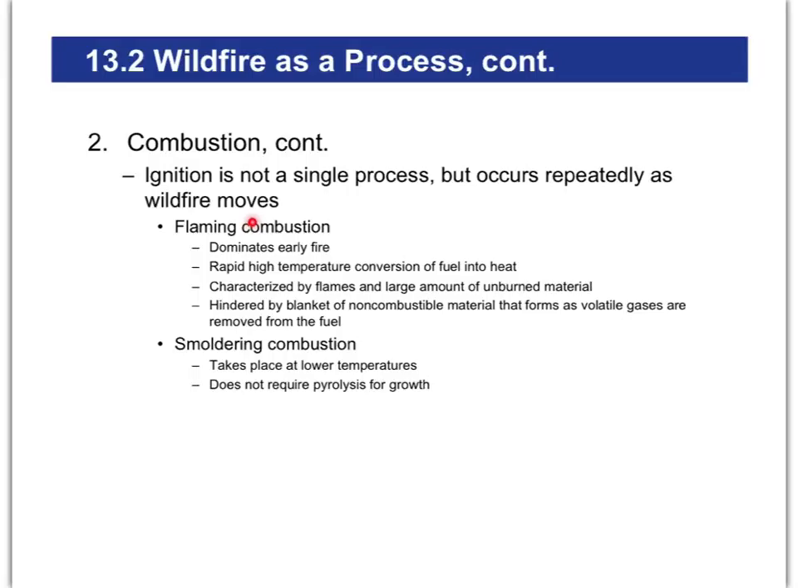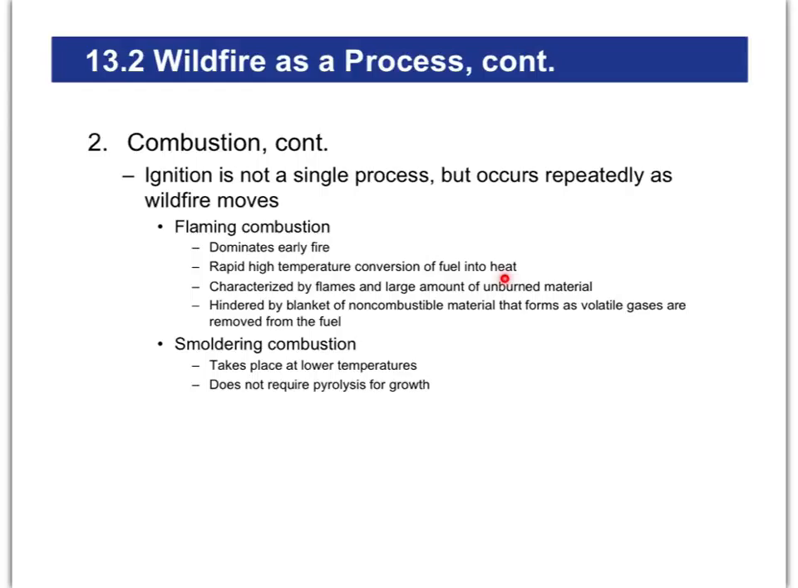All right. Now there's a couple different kinds of combustion we're going to talk about. We've got flaming combustion, where you actually have flames, and that's what you normally see when you see a fire. All right. Early fire, lots of energy is released, and so lots of heat and lots of light, and so you see a lot of flames. Temperature conversion of fuel into heat. All right. So the chemical reactions are taking place very, very quickly.